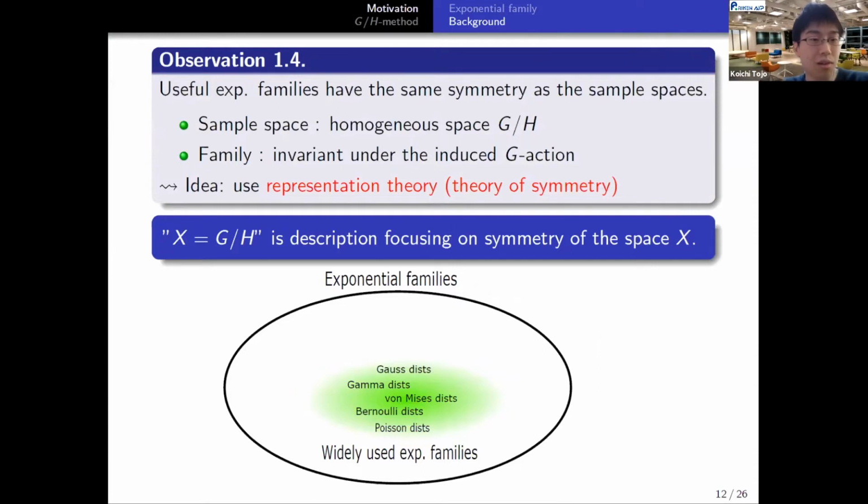The following observation gives us a hint to attain our purpose. That is, useful exponential families have the same symmetry as the sample space. Mathematically, the sample space is a homogeneous space G/H, and the family on the sample space is invariant under the induced G action. Here, G is a Lie group, and H is a closed subgroup of G. Writing a space in the form G/H is mathematically a description for focusing on symmetry. So our idea is to use representation theory, which is a theory of symmetry.